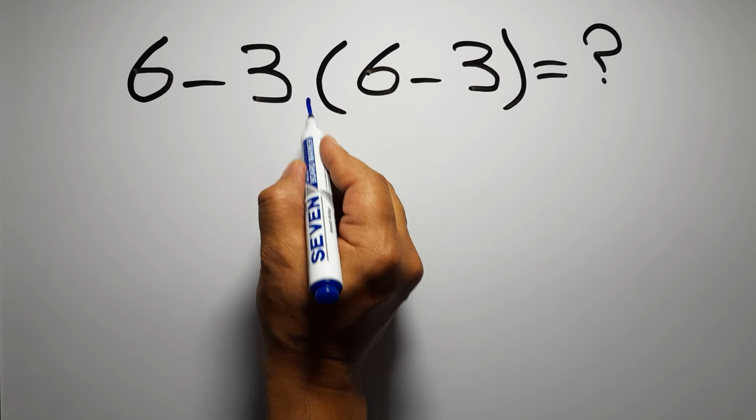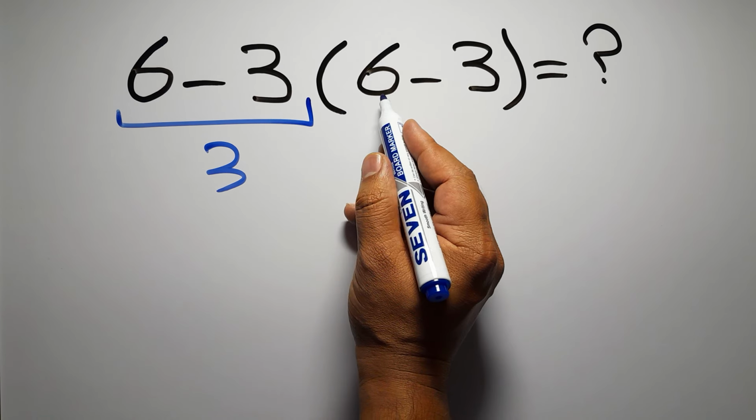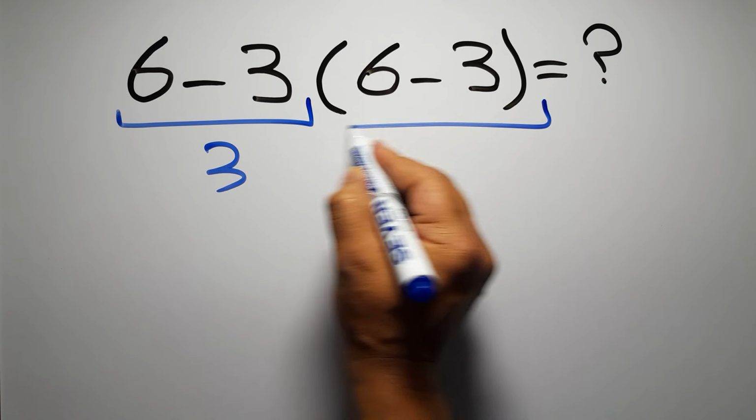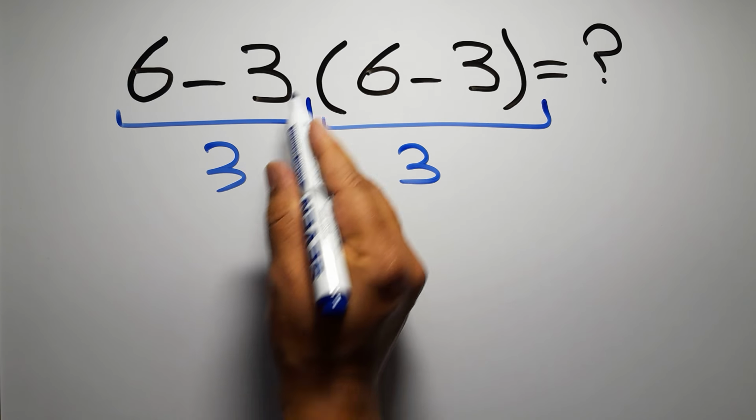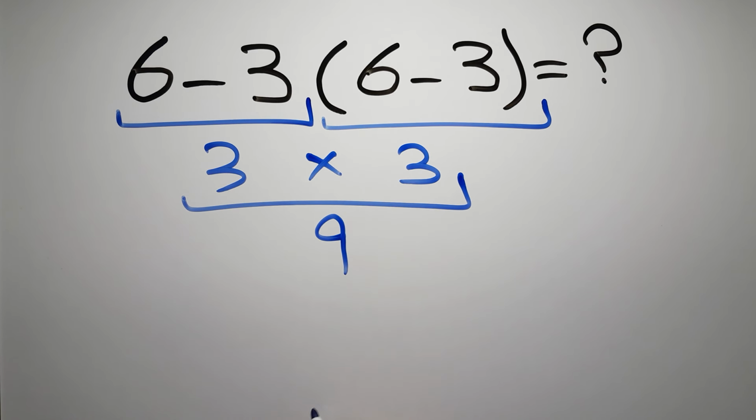6 minus 3 gives us 3. And again inside this parentheses we have 6 minus 3. So 3 times 3 gives us 9. But this answer is not correct.